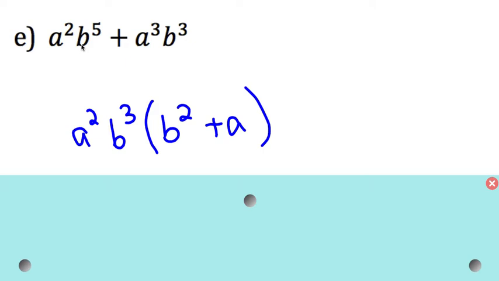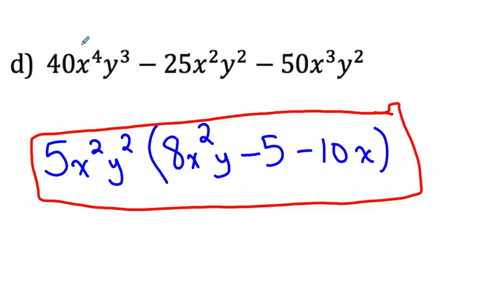Second term, I started with a to the third. I took out a squared, so I'm left with an a to the first. And then I have b to the third. And f is kind of like d. It has 3 terms like this.